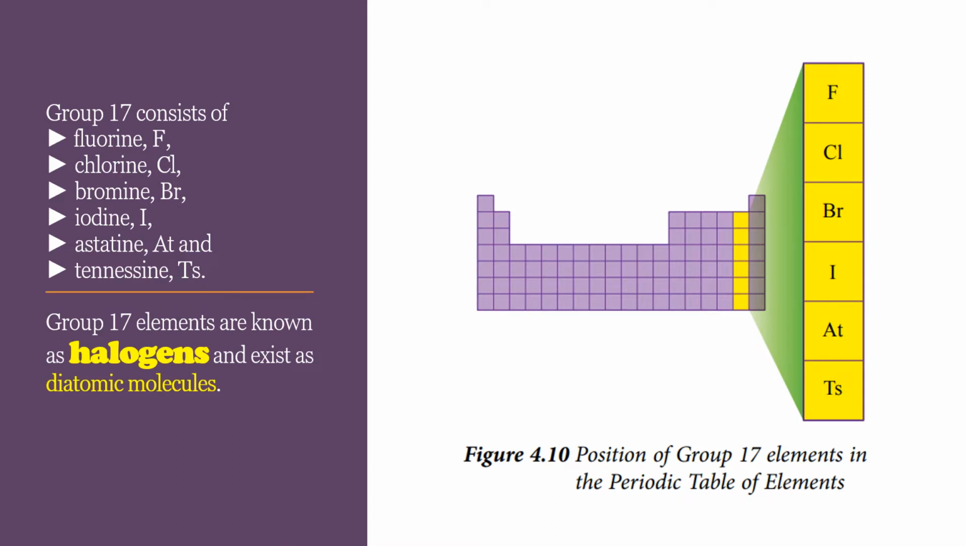Why? What is meant by diatomic molecule? For example, the formula for fluorine element is F. The formula for fluorine molecule is F2. Chlorine is Cl2. The molecule of bromine is Br2. The molecule of iodine is I2. The formula for astatine is At2 and then Ts2. So all these halogen exist in the form of diatomic molecule.